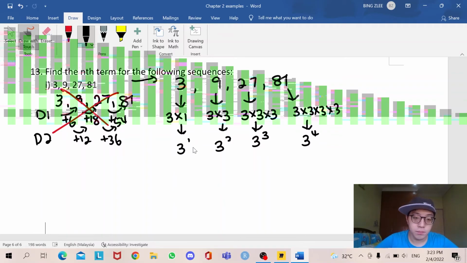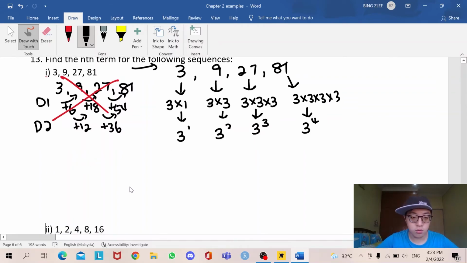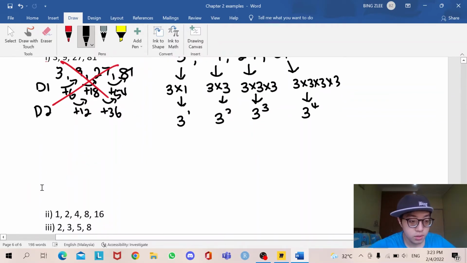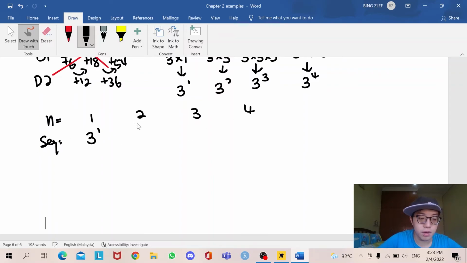All right, so the first term here is equal to 3 to the power of 1. So if you would like to write this down, let's make some space. If you write this down, when n is equal to 1, 2, 3, 4, then the sequence is equal to 3 to the power of 1, 3 to the power of 2, 3 to the power of 3, 3 to the power of 4.